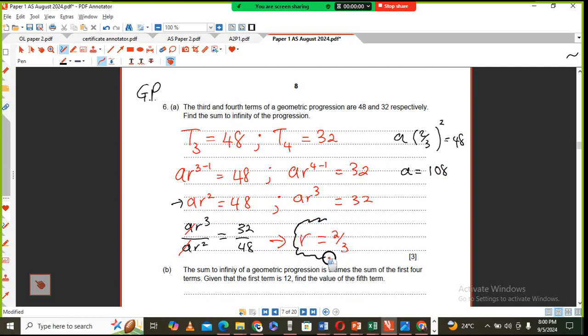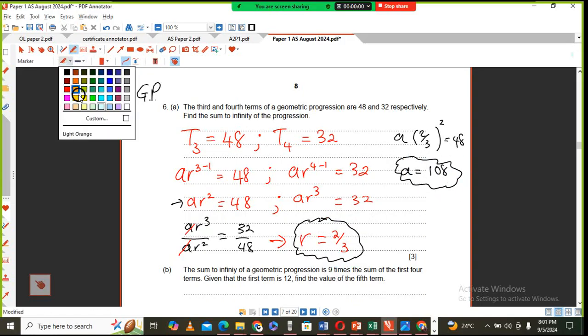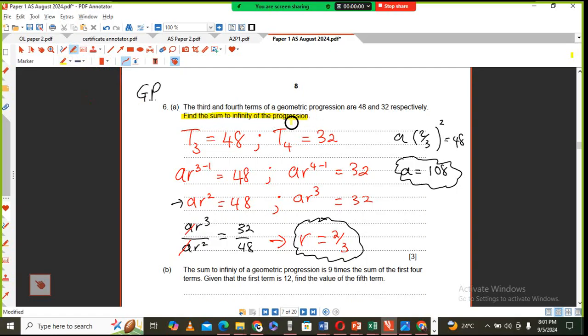So you have R. You have A. We're not done. What are we supposed to calculate actually? The sum to infinity. A over 1 minus R, where R is 2/3. Could you work it out for me? 324. Most of you got that one. Very simple.